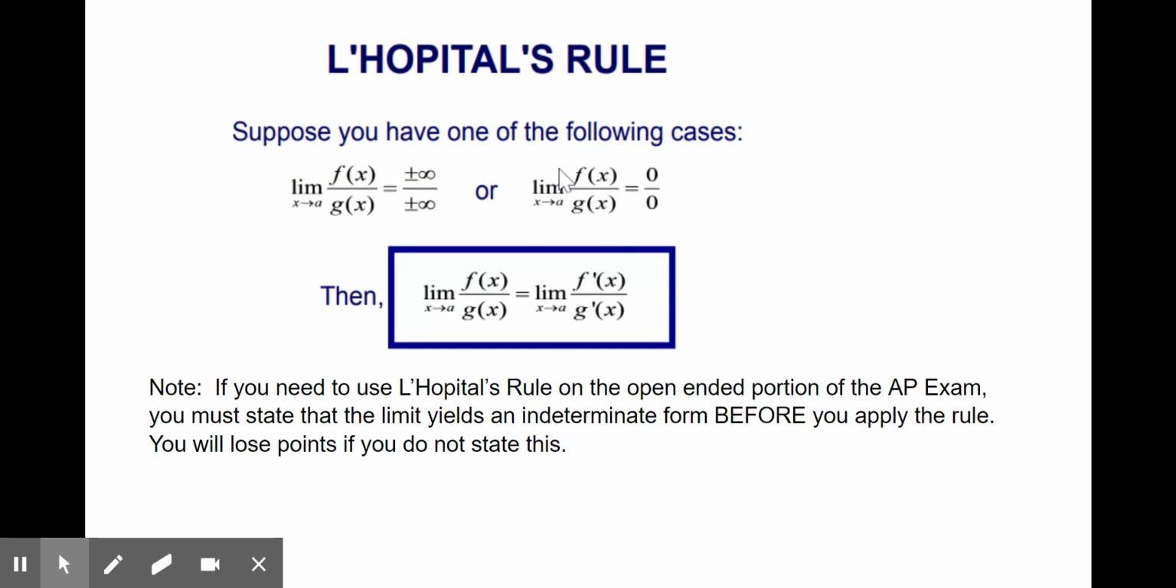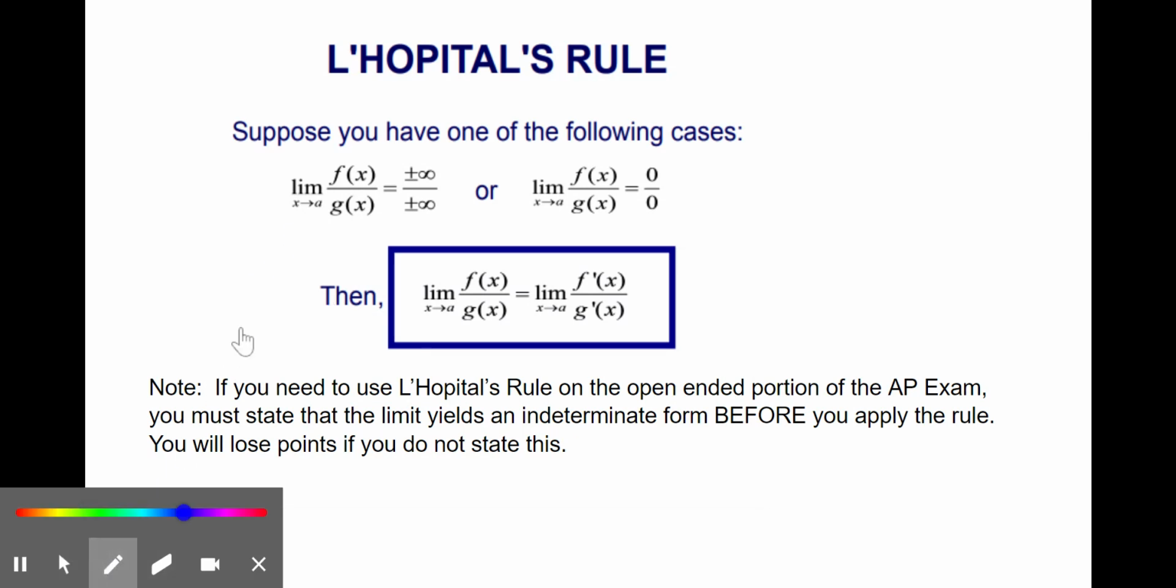L'Hopital's rule says the following. If you have either of these cases, the limit as x goes to a of f over g is equal to positive or negative infinity over positive or negative infinity, of any type. It could be negative over positive, positive over negative, positive over positive, or negative over negative. Or you have 0 over 0 as an indeterminate form. Then you can calculate the limit as x goes to a of f of x over g of x by calculating the limit as x goes to a of f prime of x over g prime of x.